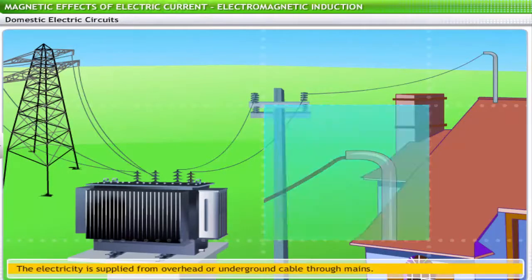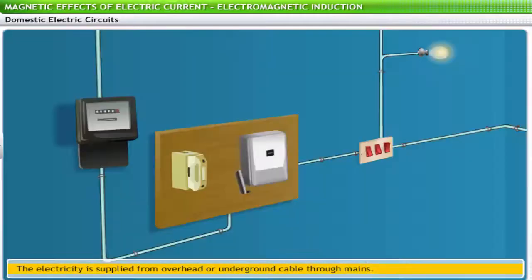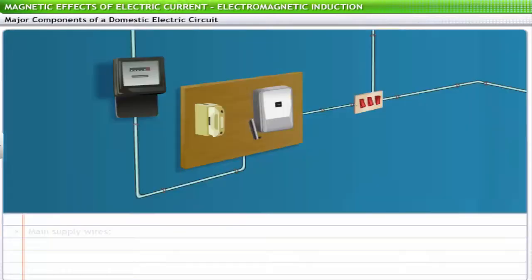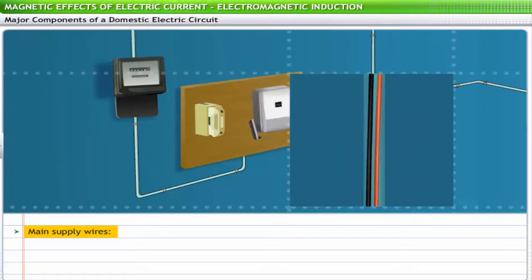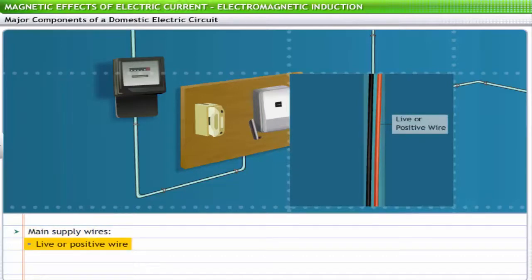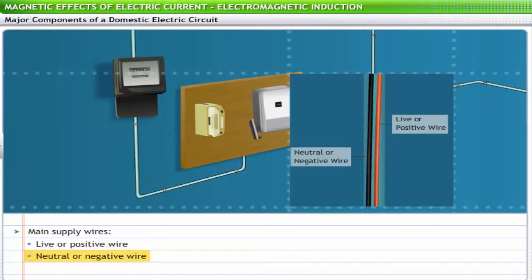A network of overhead or underground cables brings power to our homes. Domestic electric circuits are connected to this network through mains supply cables, commonly known as mains. The mains supply cable has two wires. The first wire, usually in a red insulation cover, is called a live or positive wire. The second wire, insulated in black, is called a neutral or negative wire.